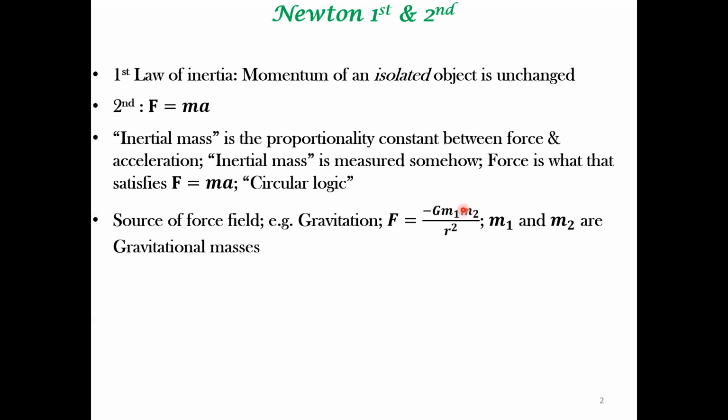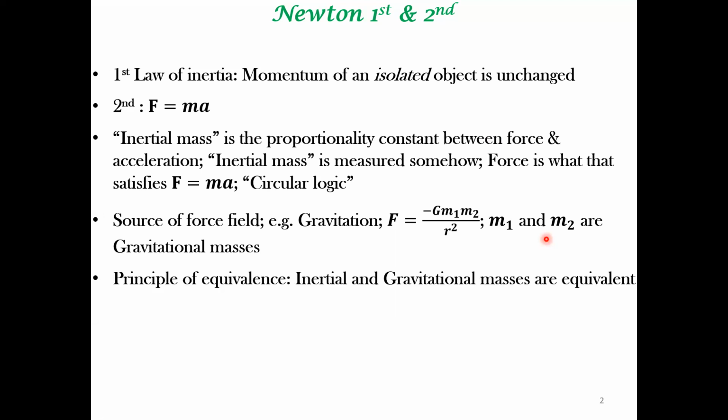So there are lots of sources of force field. For example, gravitational force is expressed in this manner. So here we have, again, masses. We call these gravitational masses. So there is this general principle of equivalence wherein we say that the inertial mass, which we are using in F is equal to ma, and Newton's first and second law, is the same as gravitational mass. Okay, so that's been tested experimentally. That's been found to be true.